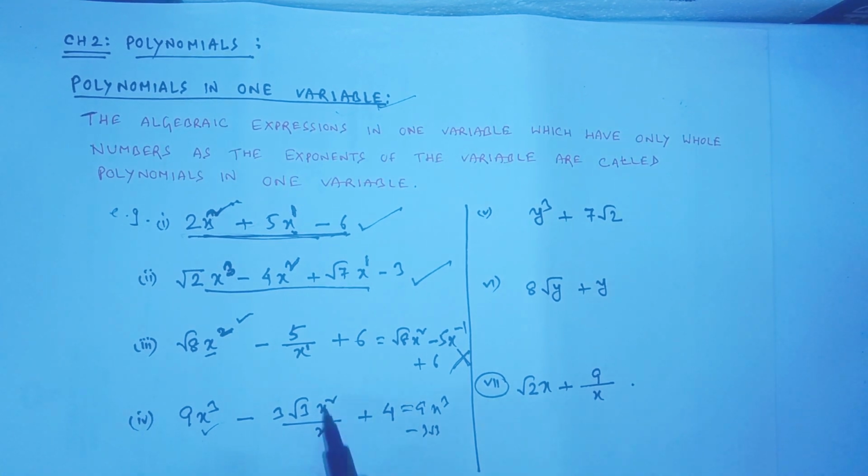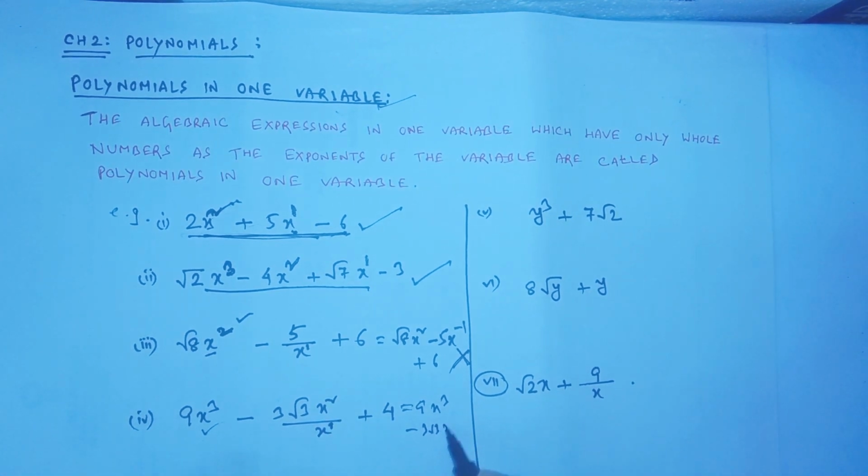x square by x to the power 1. So it is in division now, same base. Then, since it is under division, you have to subtract the exponents. So it will be 3 root 3 x to the power 2 minus 1. 2 minus 1 is 1. So what is that? Only x plus 4.